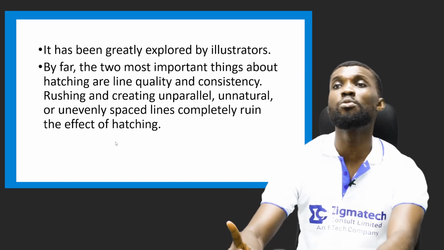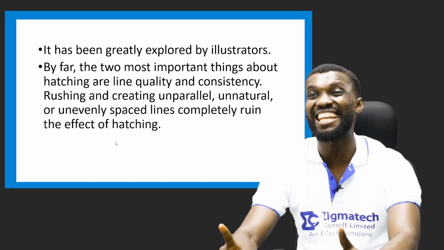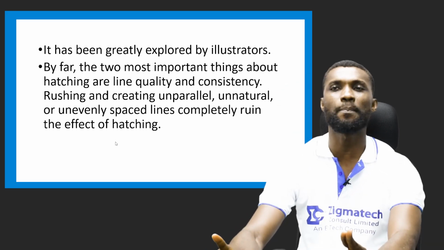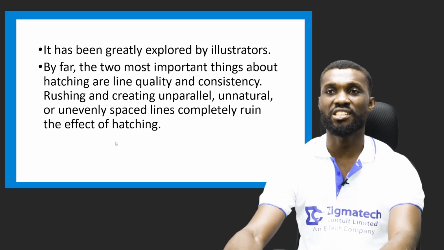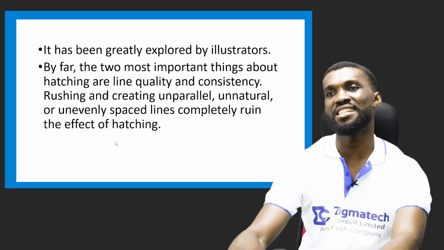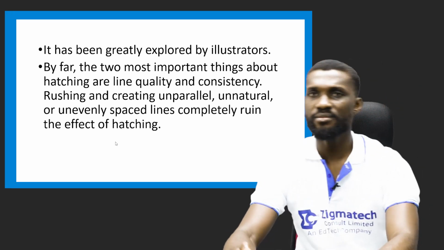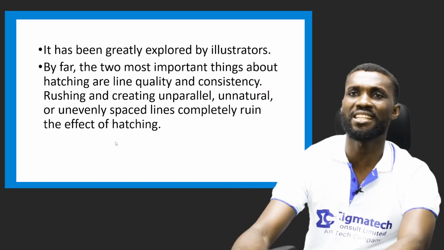By far, the two most important things about hatching are line quality and consistency. These are the two most important qualities of hatching: the line quality and the consistency of the shading. Now, what do I mean by line quality and consistency?